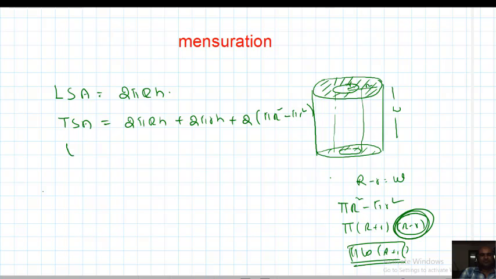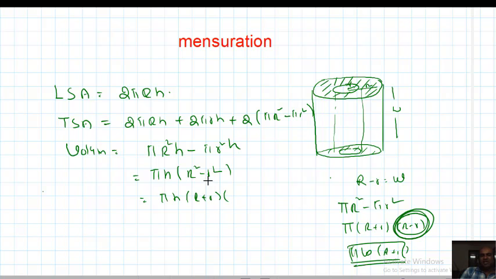Next, volume. How to find volume? Volume is outer cylinder volume minus inner cylinder volume. Outer cylinder volume is pi capital R square h minus pi small r square h. Here you can take pi h common, capital R square minus small r square. This is the formula to find the volume of the cylindrical shell. Or sometimes you can write pi h into capital R plus small r into capital R minus small r, that can be written as W. So this, in cubic units, is the volume of the cylindrical shell. Based on the situation, you can find what you want now.